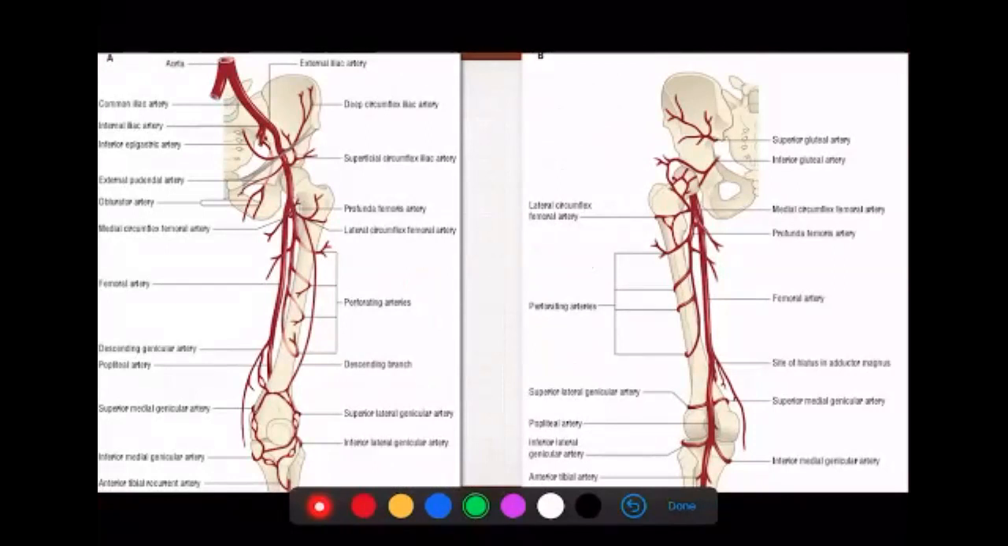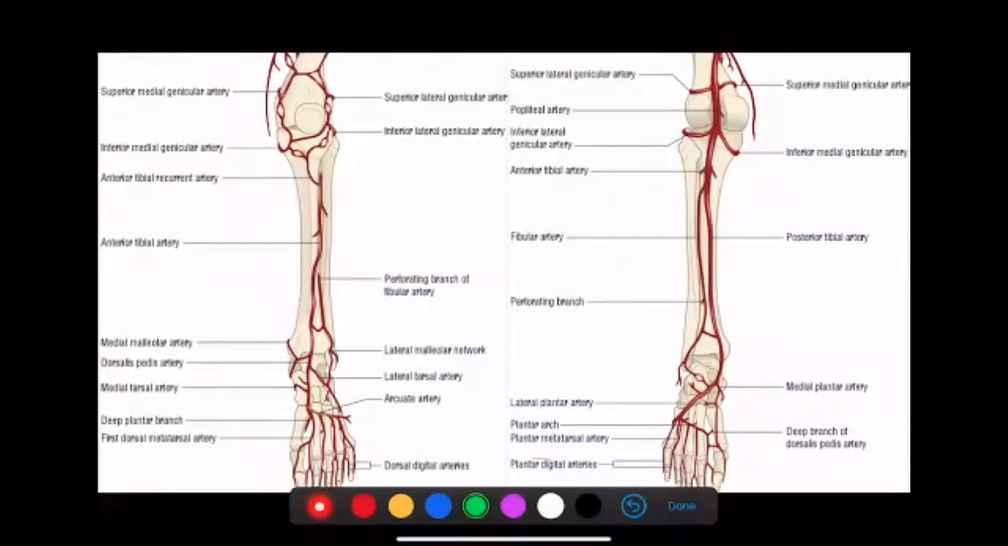You see, the external iliac artery continues as the femoral artery. The femoral artery gives its branches in the thigh, and again this is the adductor hiatus. This is the posterior aspect. Again, beyond the adductor hiatus, this is known as the popliteal artery. And this is the anterior view, this is the posterior view. So this is the anterior tibial artery and this is the posterior tibial artery. That is the overview of the lower limb.